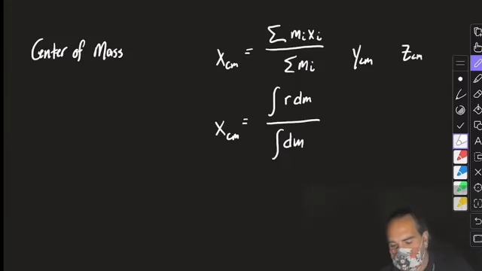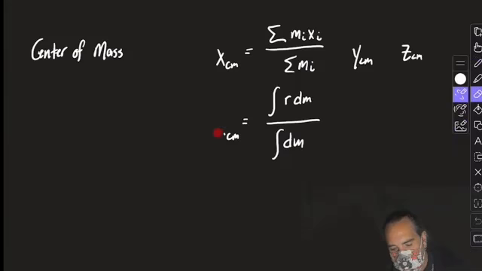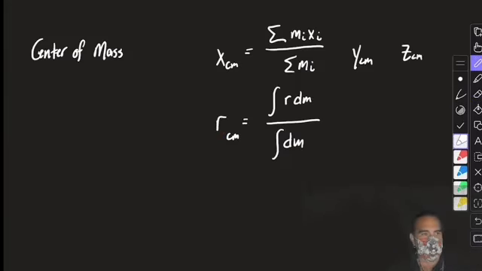I put an R here because the truth is, I don't want to be held to X. I want you to realize that you'd have to do this in the X, Y, and Z dimension. So I'm going to use R as a general placeholder for where the center of mass is, and I mean the vector R. 3-dimensional location in space.